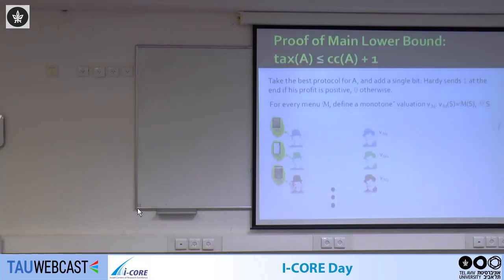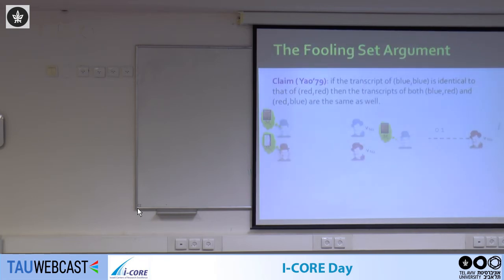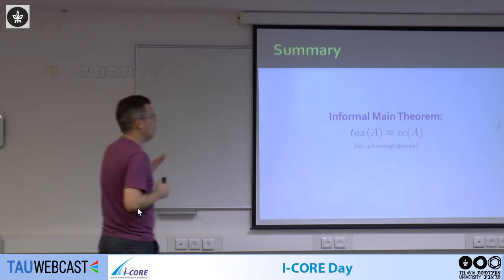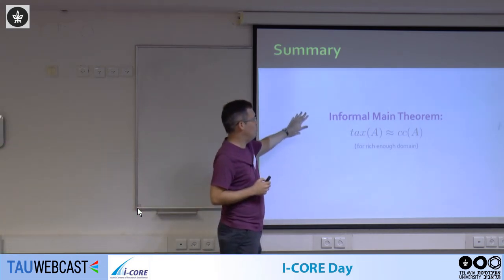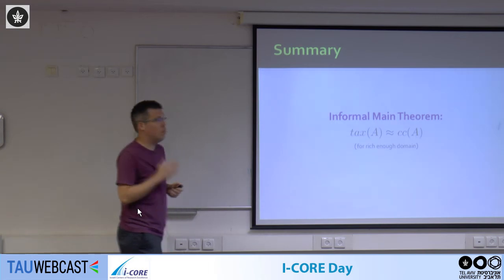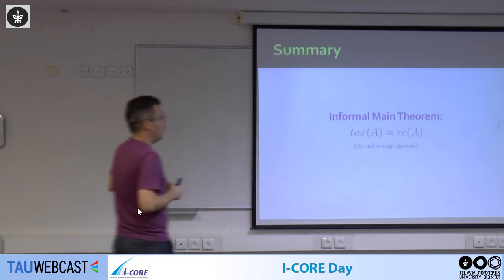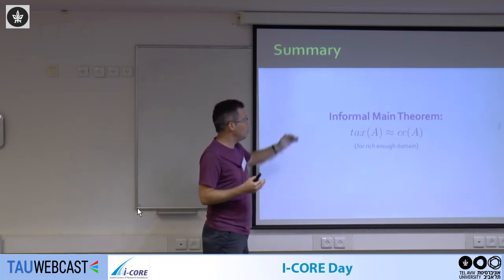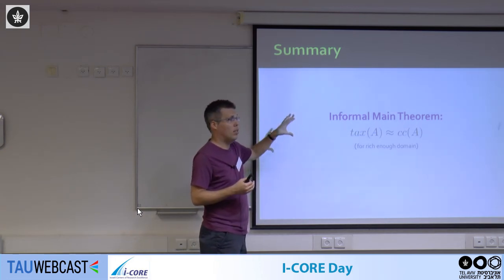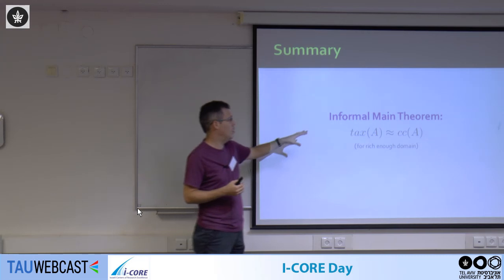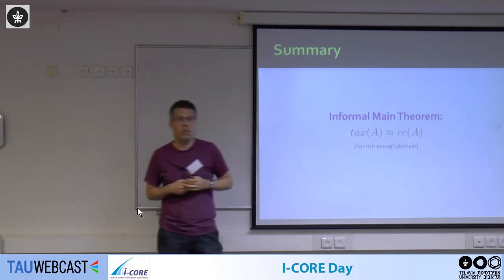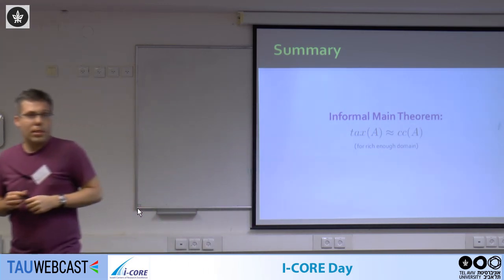I think I skipped the proof that the taxation complexity lower bounds the communication complexity. Okay. So to summarize, what we did in this talk is to characterize the communication complexity of truthful mechanisms. And we basically showed that if your domain is rich enough, then the taxation complexity is essentially the communication complexity. That's the more interesting term that we have. Okay? Thanks.